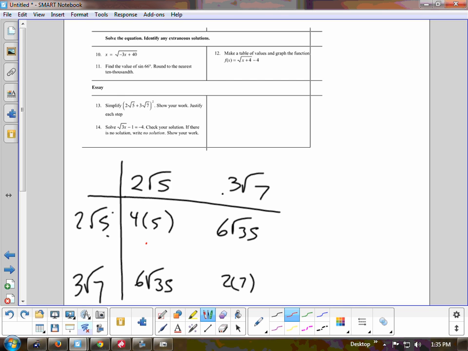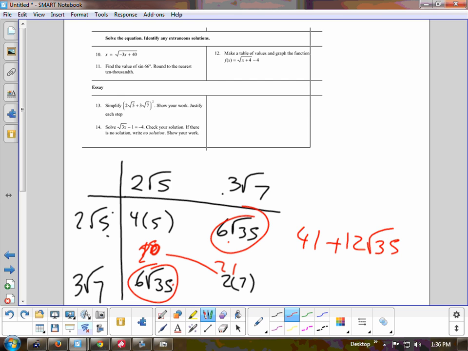Okay, so this is 15. I'm sorry, 20. This is 21. Together they make 41. Plus 6 radical 35 and 6 radical 35 is 12 radical 35. These two added together is 12 radical 35.